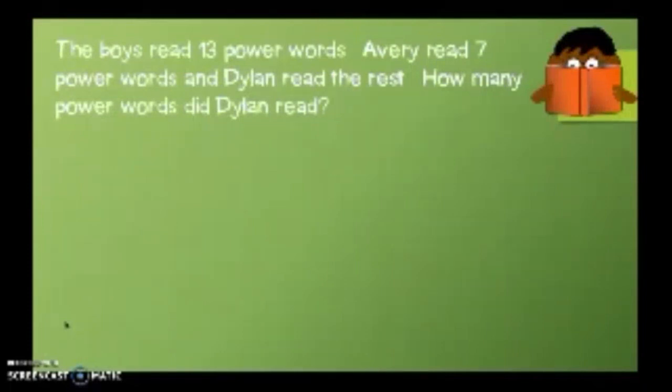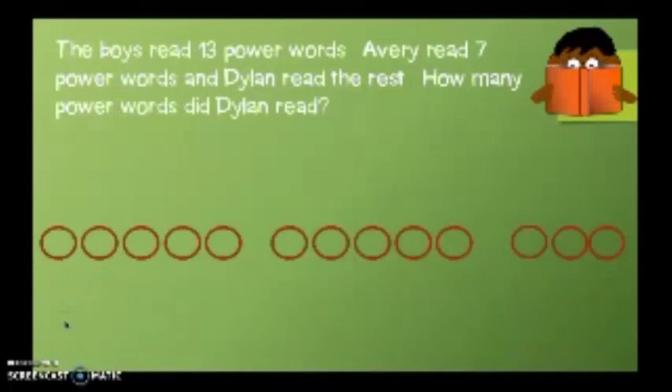It said the boys read 13 power words. Avery read 7 power words and Dylan read the rest. How many power words did Dylan read? I'm going to go ahead and draw the 13 power words because I know that's the whole amount. Remember, I'm thinking about my number bond to help me out. There's 13. What do you notice about my drawings?